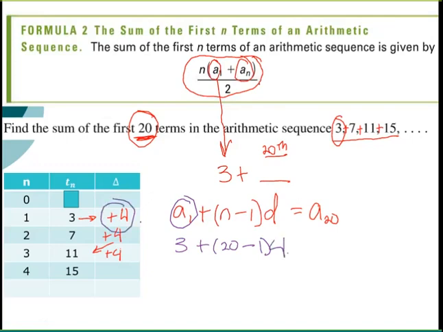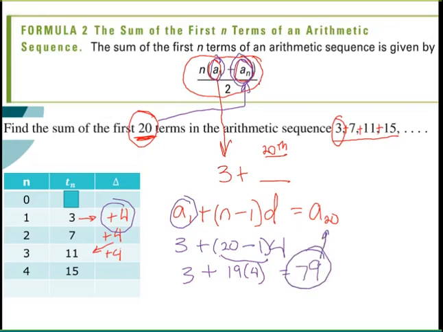Now again, the reason I want my 20th term is because I'm trying to add all these up and do it as short as possible. And to add it up, this formula says I need my first term and whatever my last term is. And since I'm doing 20 terms, I want the 20th one. So when I work this out, 20 minus 1 is 19 times 4 plus 3. So 19 times 4 plus 3 gives me 79. So 79 is my 20th term.